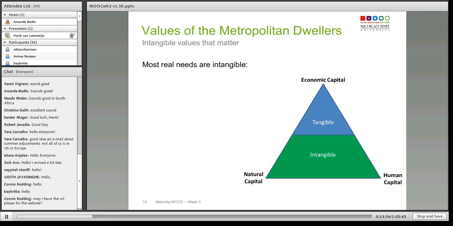Now the trick, of course, is to change or transform these intangible values into tangible assets, and you do that transformation by connecting the intangibles to the tangibles.